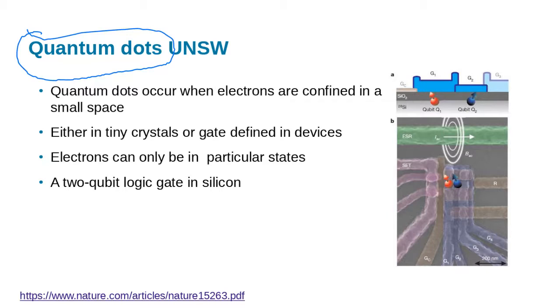And one of the groups that has made a lot of progress, so this is UNSW in Australia, that's the University of New South Wales, and quantum dots occur when you confine electrons in a small space. So if you manage to confine electrons in a very small space, it behaves a bit like an atom. So those electrons that are confined will be in one state or another state, so they'll behave like a quantum system. So you can build devices that do that.